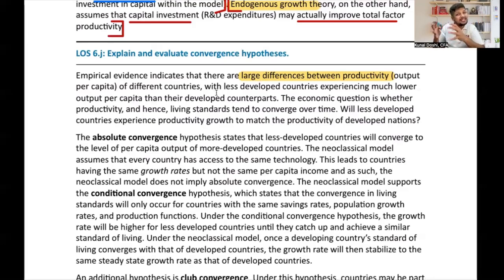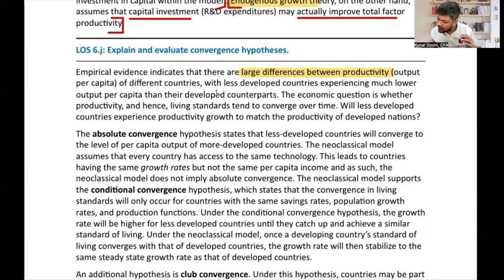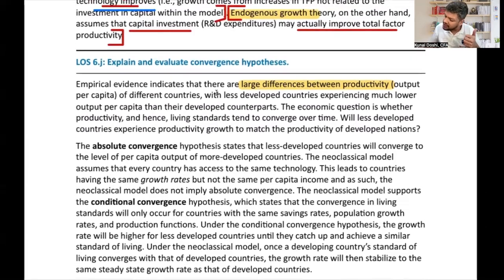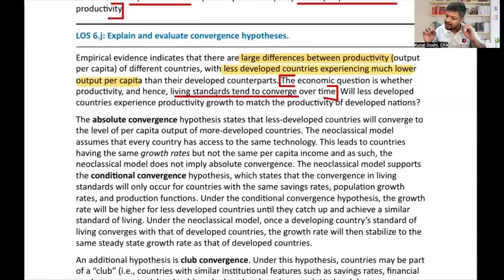Will these differences ever be addressed? The larger the difference between the productivity of different countries, with less developed countries experiencing much lower output per capita, what is the reason? Historically, we see this, right? So the conclusion is: will the living standards ever converge? Will the underdeveloped countries ever meet the GDP per capita or standard of living of the developed countries? Will that ever happen? That is the question that we are trying to address.